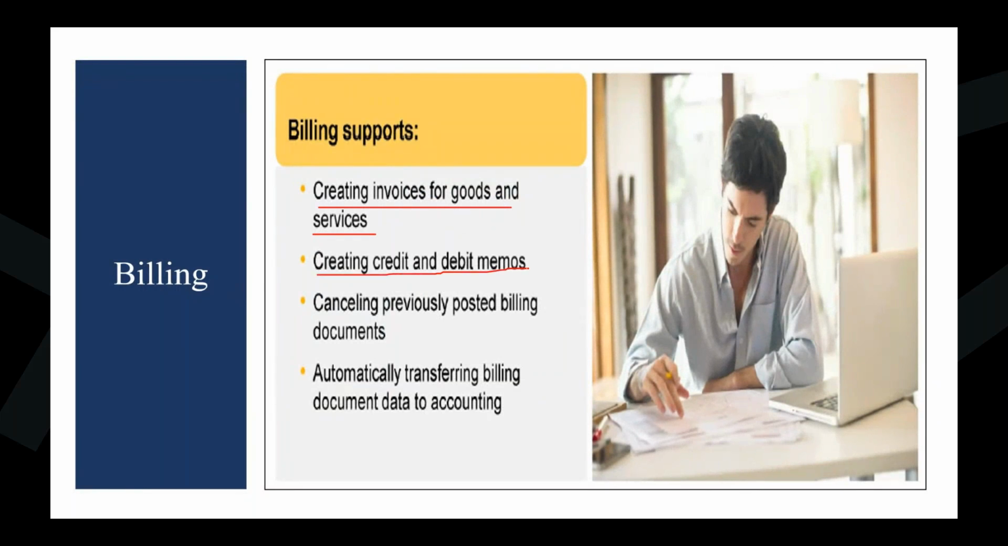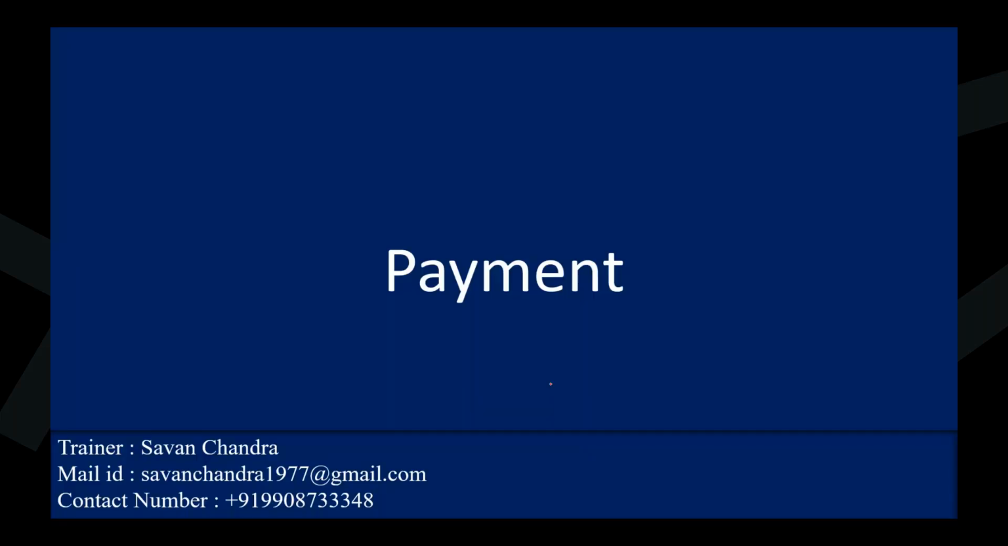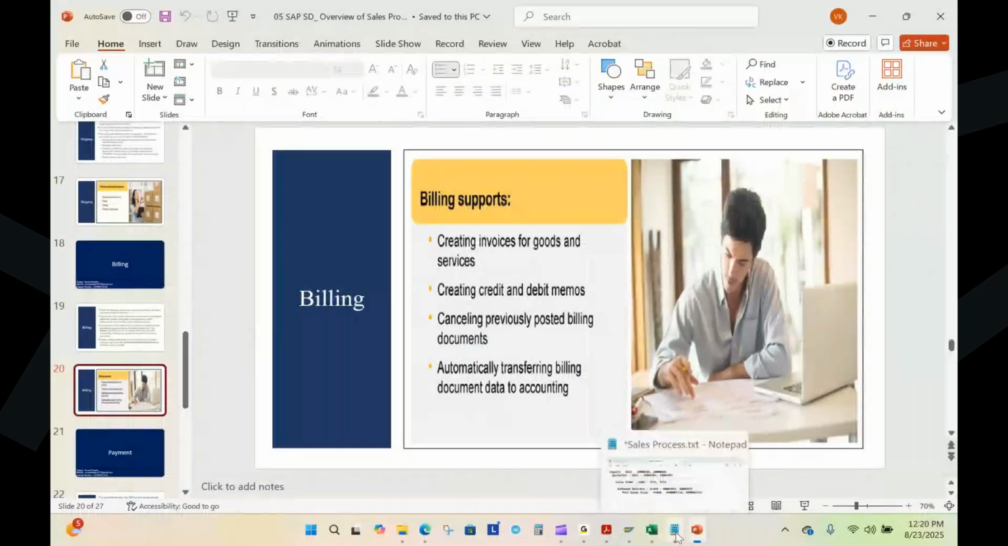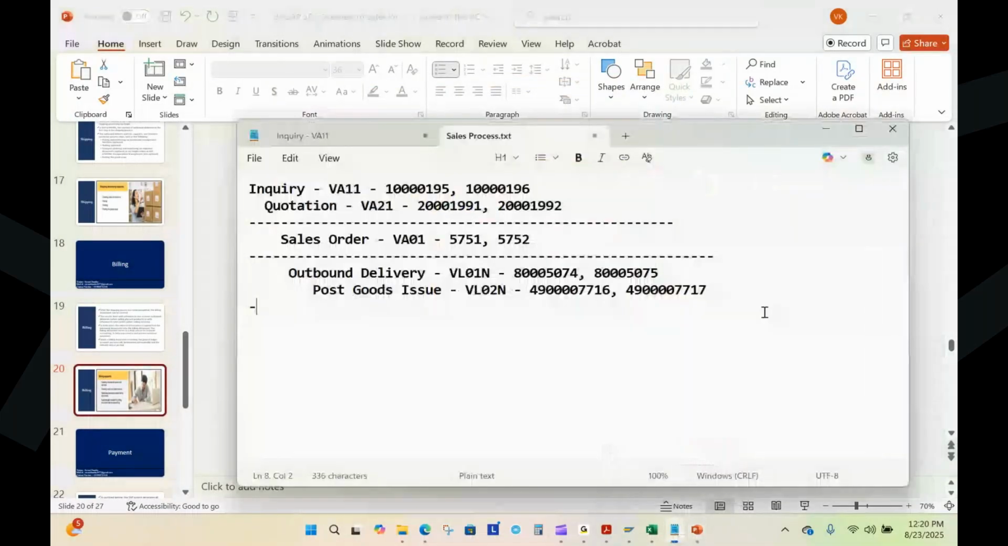In the billing phase, you create invoices for goods and services, and sometimes you can create credit memos and debit memos. Again, we will discuss in the billing topic how to create a credit memo and debit memo. And sometimes previously posted billing documents have to be cancelled for some reasons. That also we will see. And automatically transferring the billing document to accounting, that is to FI, financial accounting. Okay, so now let's do the billing. So create invoice.